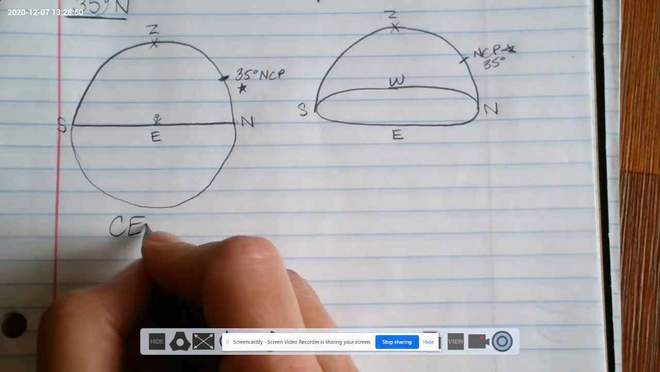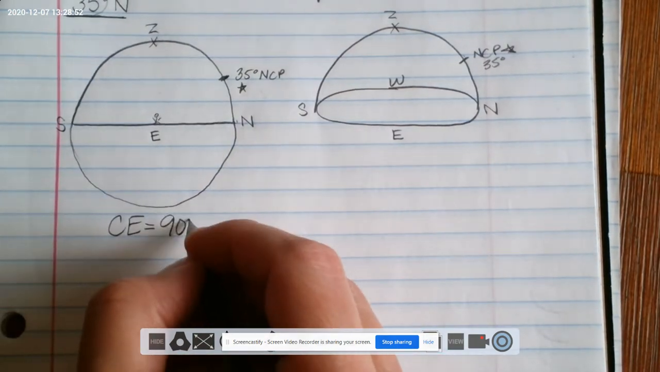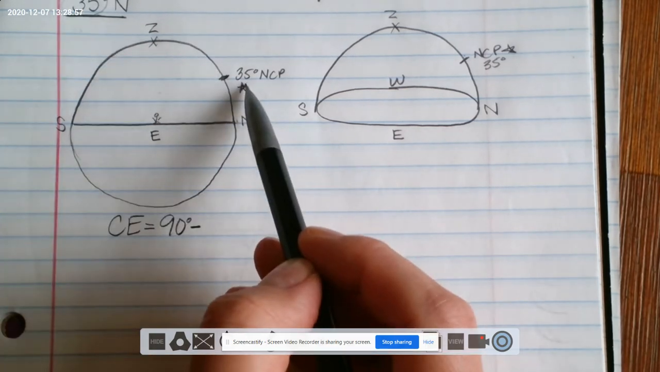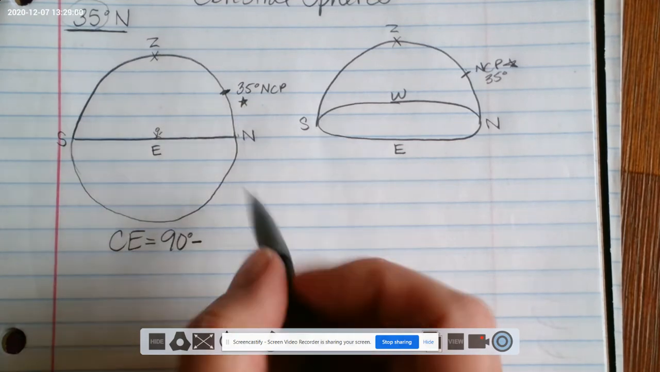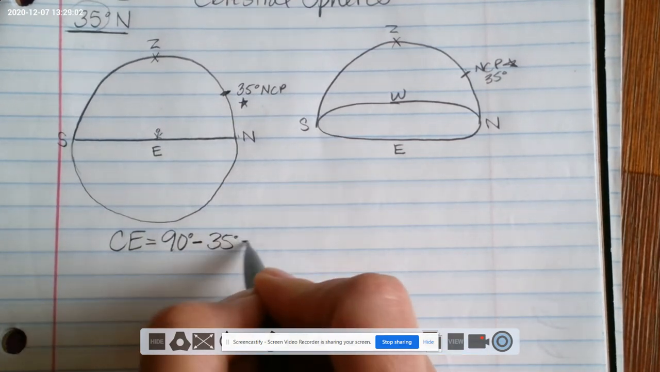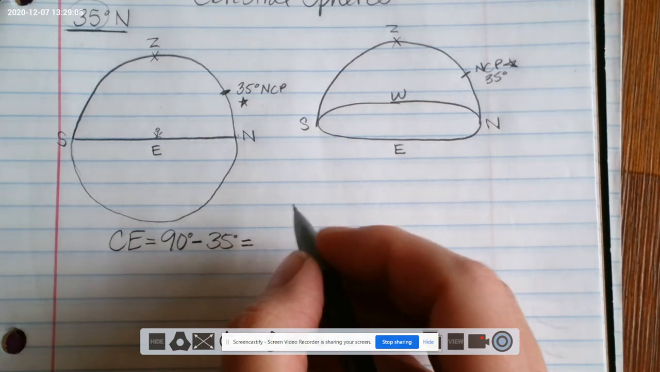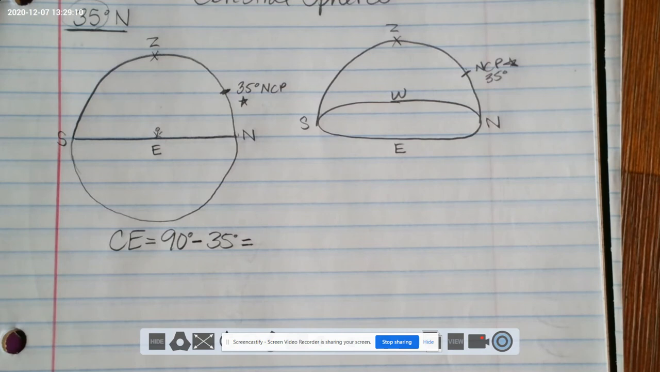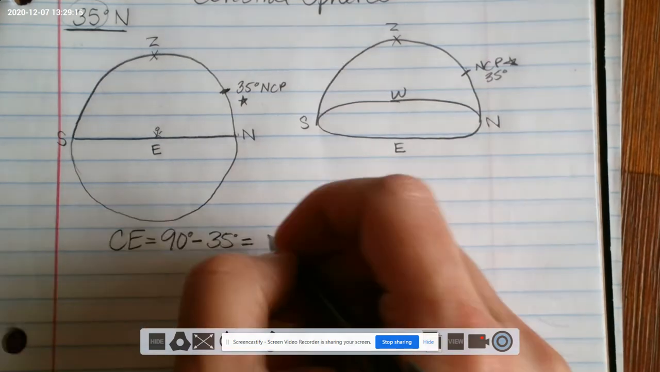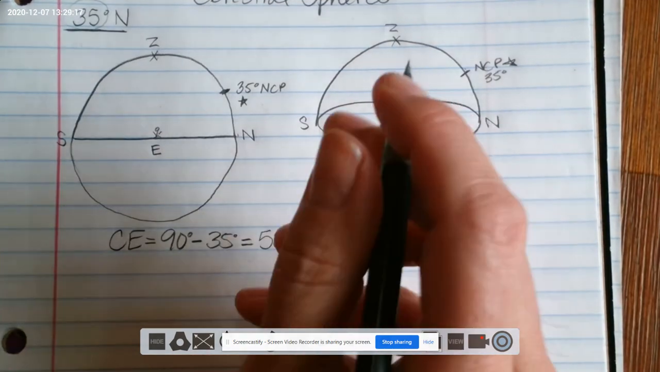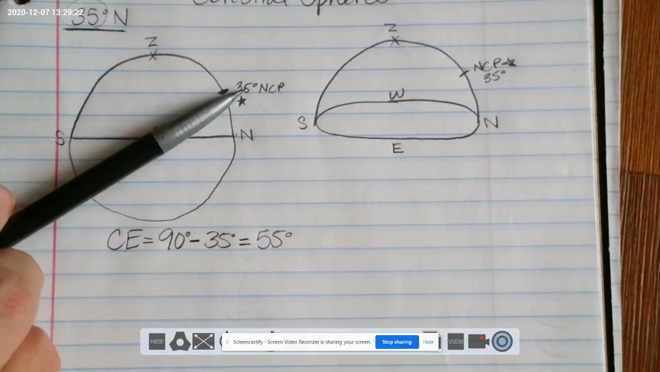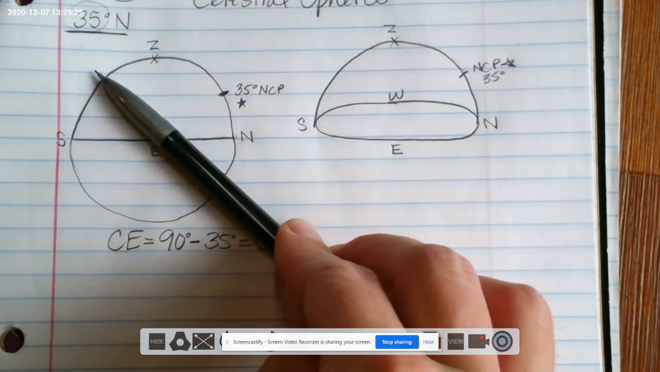If it's 90 degrees away, we have to do 90 degrees minus that latitude, or where the NCP is. They're both the same number, 35. So 90 minus 35 degrees is going to give us our celestial equator. You can plug it into your calculator if you need to, or if you just know how to do it off the top of your head, you're going to get 55 degrees, and that's where your celestial equator is. Since it's 90 degrees away, it's going to be on the south side of your diagram.